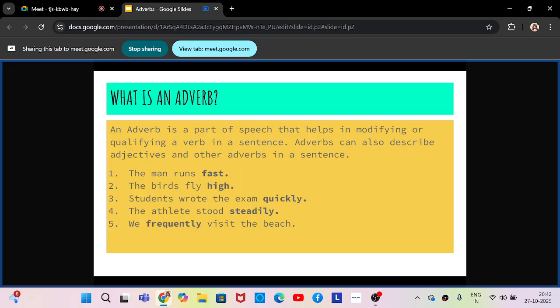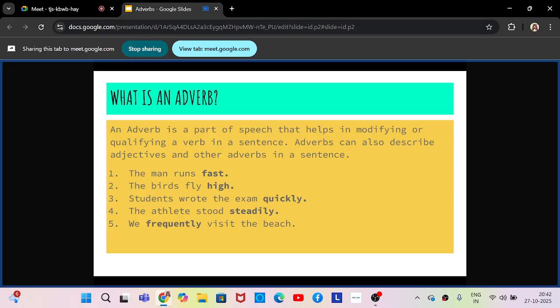The man runs fast. The birds fly high. The students wrote the exam quickly. The athlete stood steadily. We frequently visit the beach. Very good. Thank you.